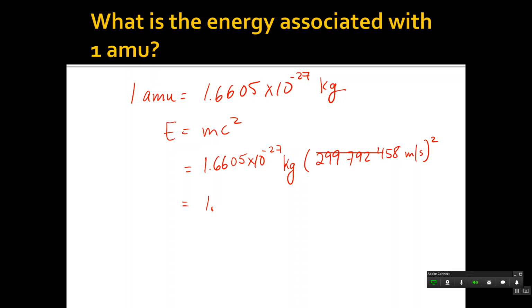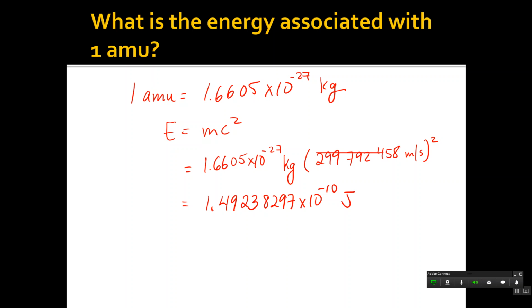So what did you guys get? Joules, right? All right, so that's quite a strange number. But it's essentially, if we use Einstein's equation to determine what energy is associated with one atomic mass unit, we'd get this random number of joules.